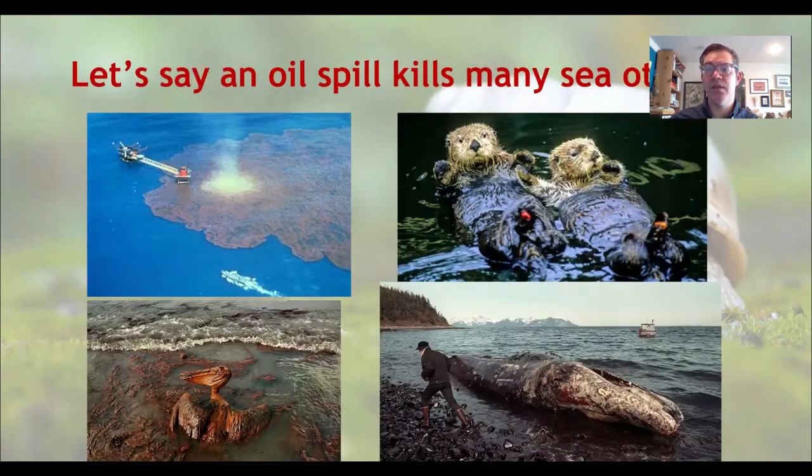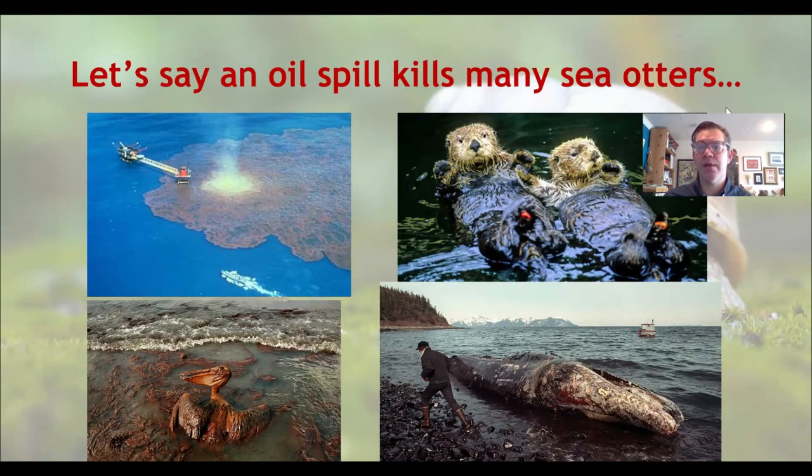Now imagine what would happen to the larger population of sea otters in Alaska if there was an oil spill. The 1989 Exxon Valdez oil spill caused the population to decline from 110,000 to 73,000, and it is not yet recovered.